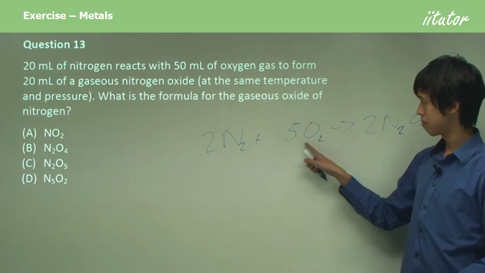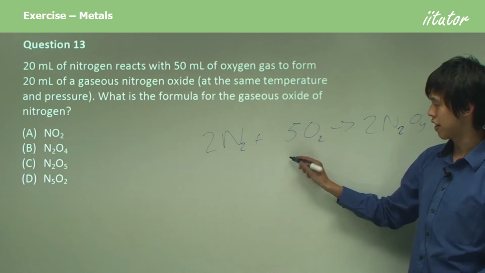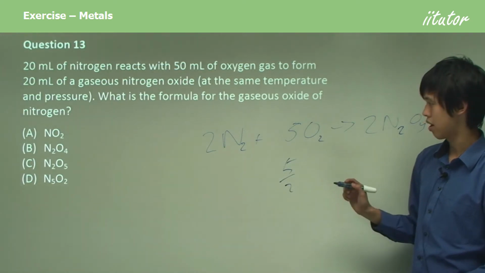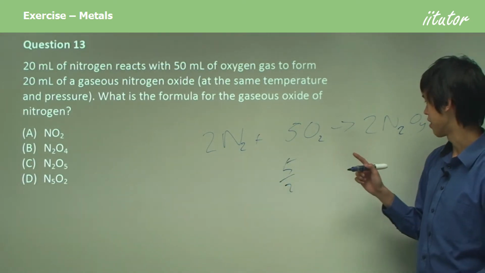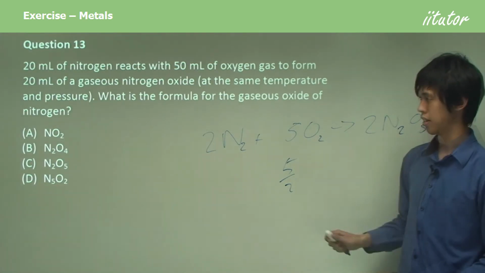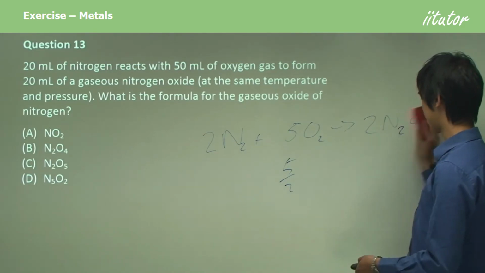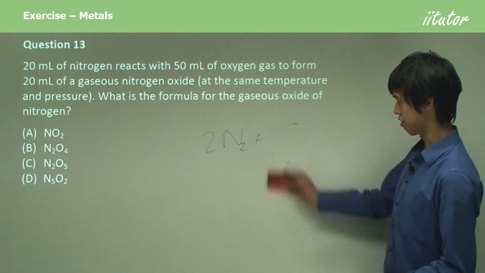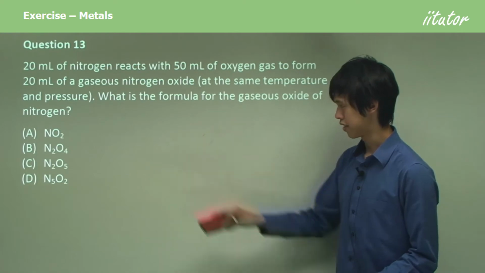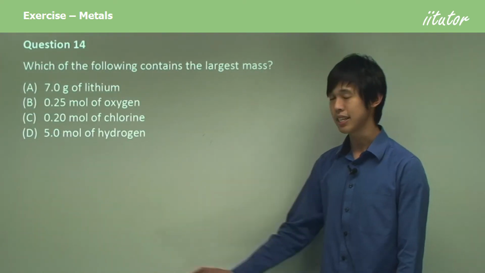And as you can see from this side, there's 5 compared to 2. So there's 2.5 times as many oxygen atoms as there are nitrogen atoms. So the number here must be 5. So then if we look there, C is the only one that can fit that answer, N2O5. So that's our answer.